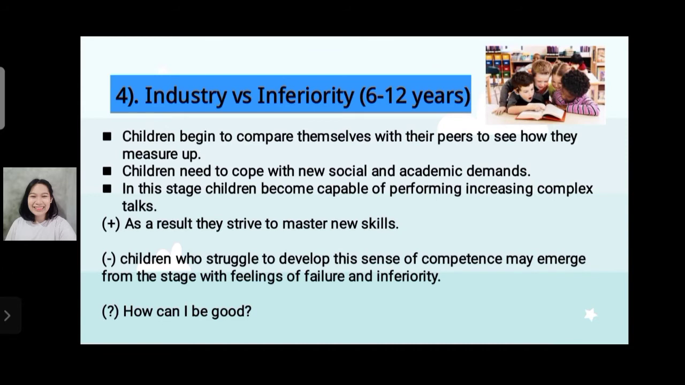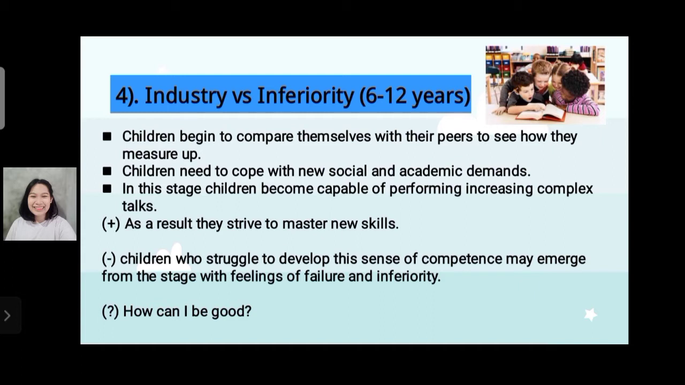Next. Industry versus inferiority, 6 to 12 years. Children begin to compare themselves with their peers to see how they measure up. Children need to cope with new social and academic demands. In this stage, children become capable of performing increasingly complex tasks. Positive: as a result, they strive to master new skills.